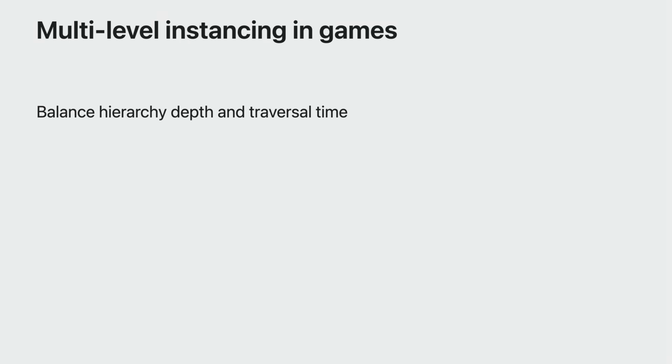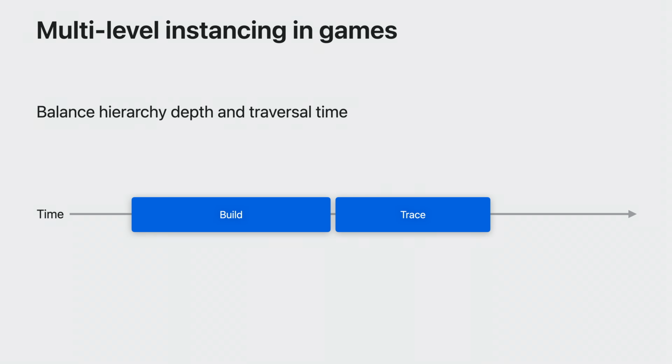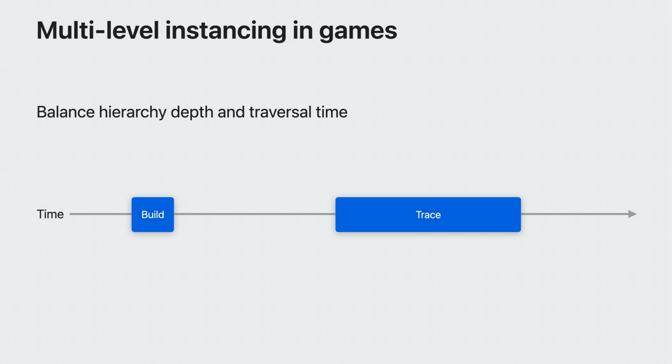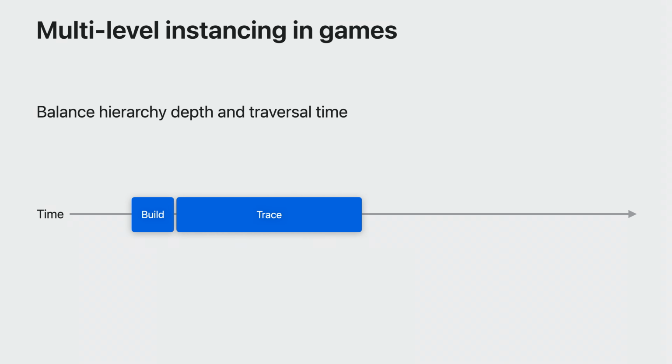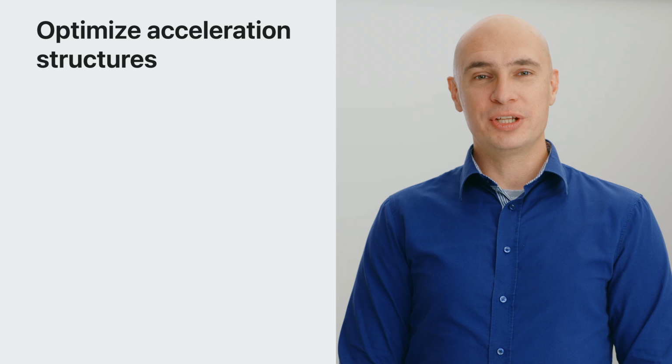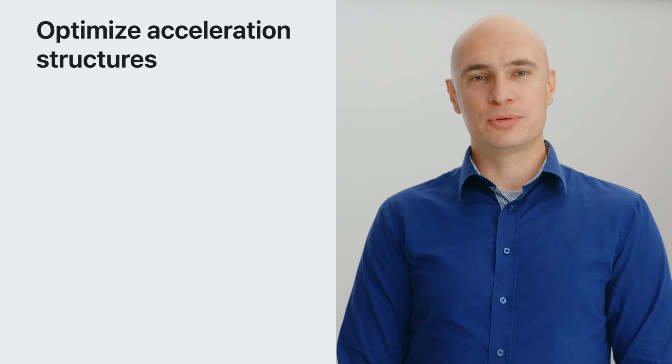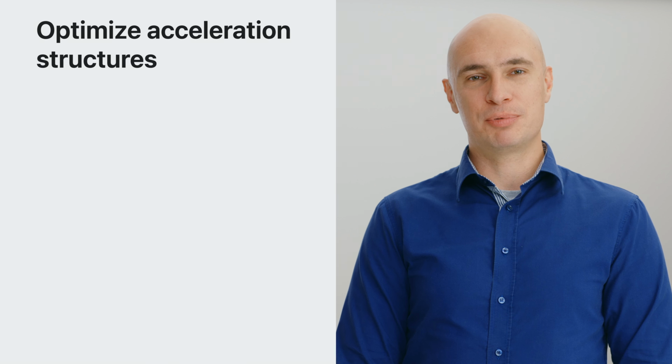When applying this split of static and dynamic content, it is important to balance the depth of the hierarchy with the additional cost of ray traversal. In a frame with acceleration structure building and ray tracing, using 3 levels of instancing allows you to reduce build time with only minor impact on the trace time, overall reducing the frame time. Multi-level instancing is a great tool to reduce memory usage and speed up rebuilds.